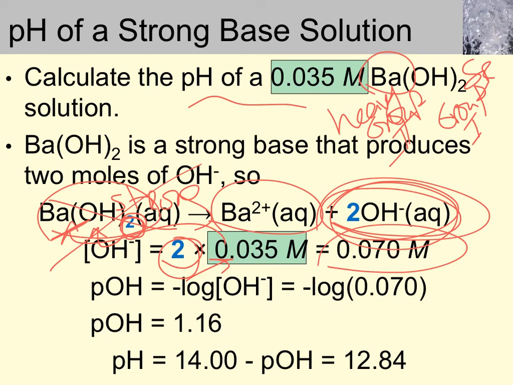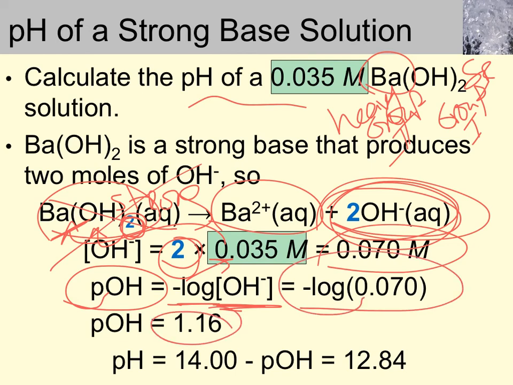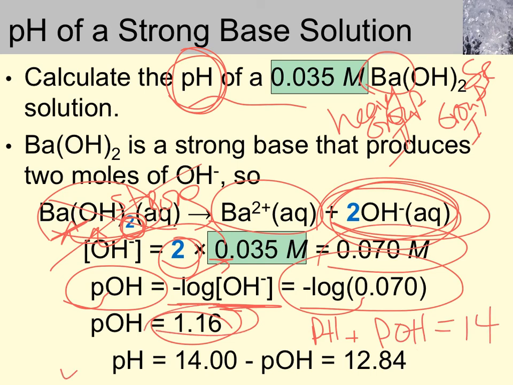Therefore, if you're dealing with a base, you're going to have to find pOH first. That's the minus log of the concentration of OH, minus log of 0.070. So pOH is 1.16, but the problem asks for pH, not pOH. So now you have to remember that pH plus pOH have to equal 14. So if pOH is 1.16, pH is 14 minus 1.16, or 12.84.